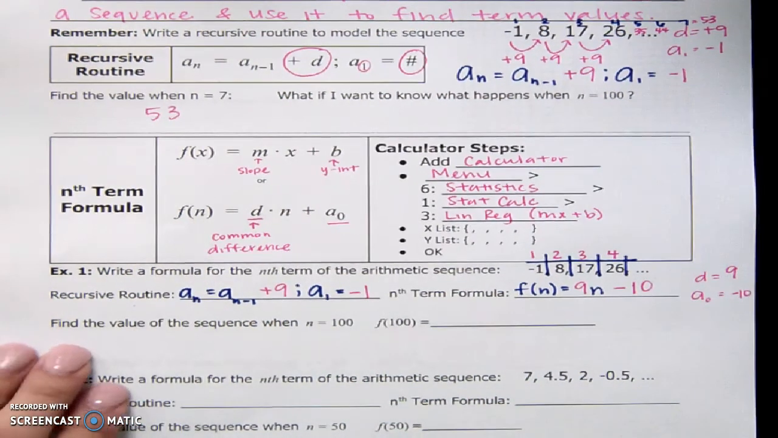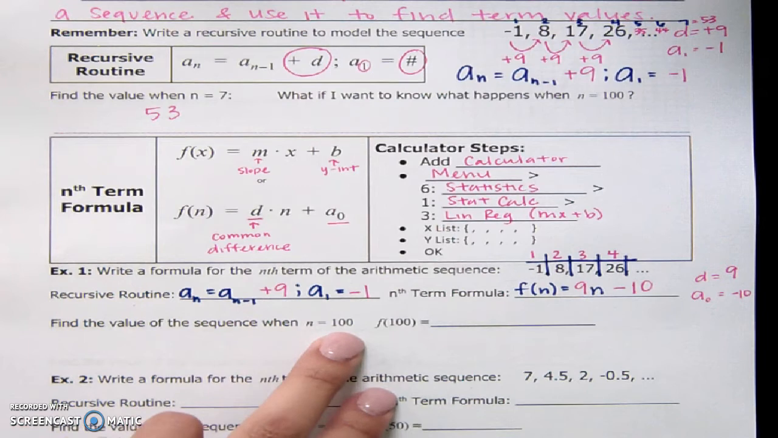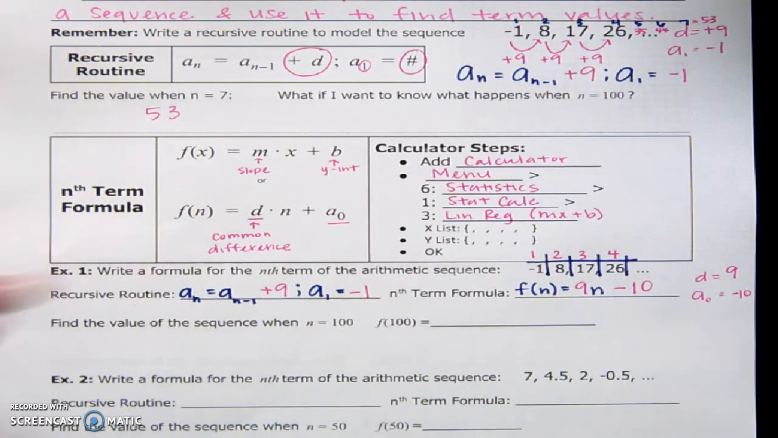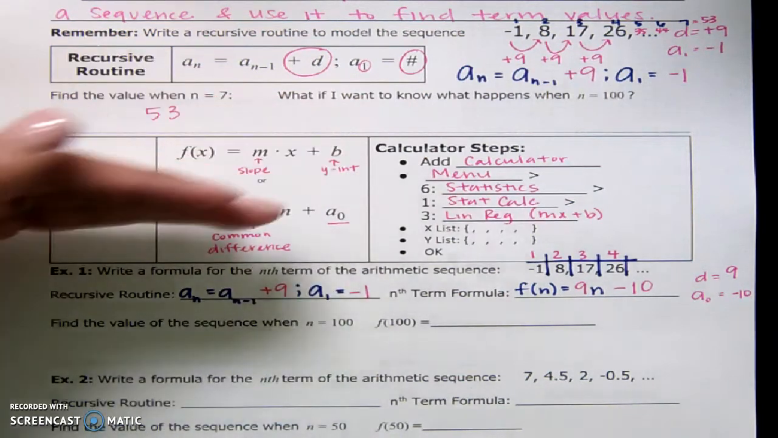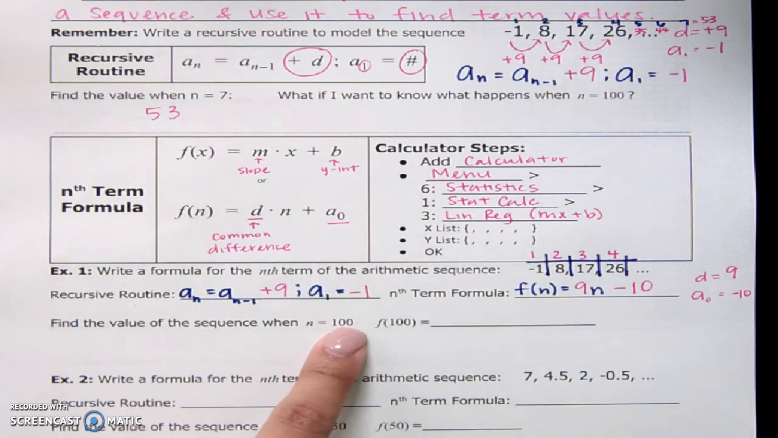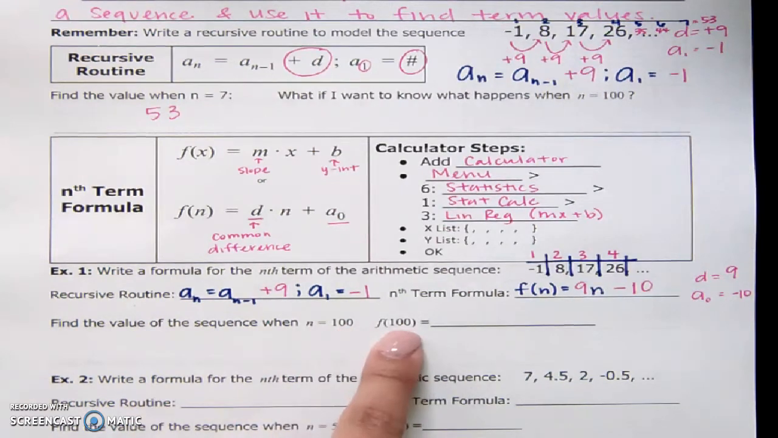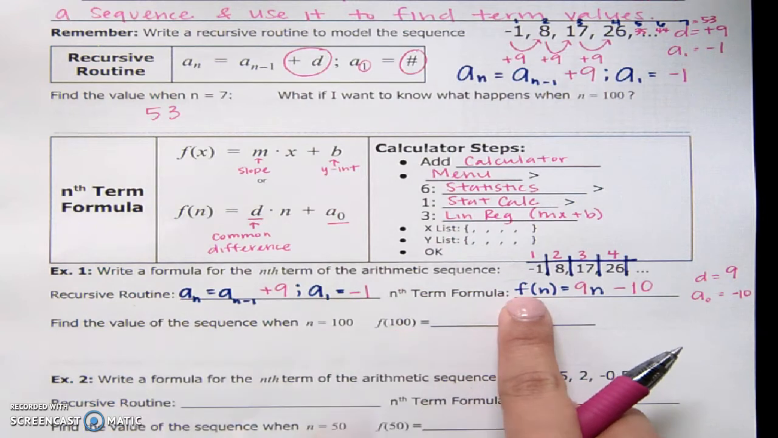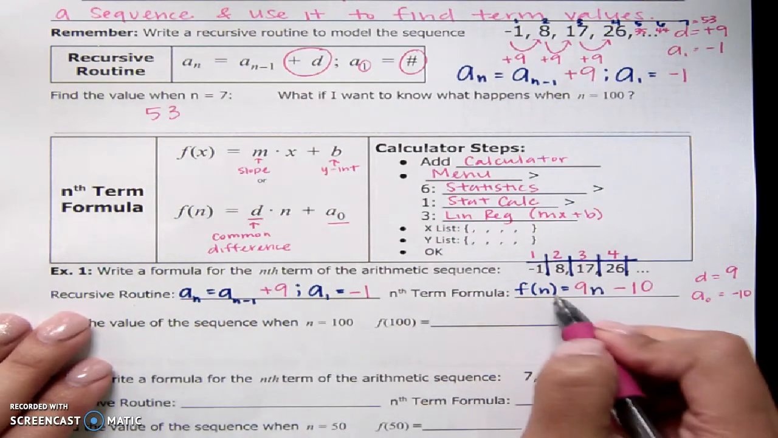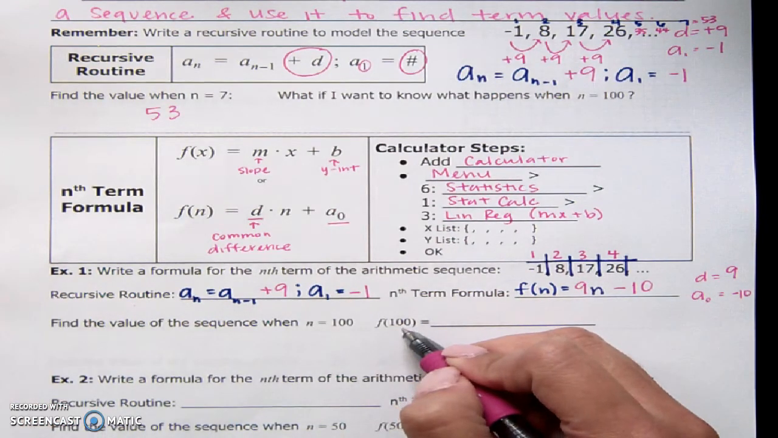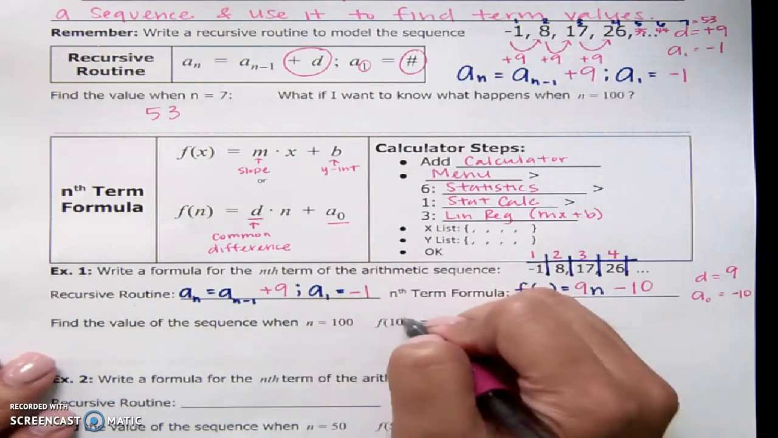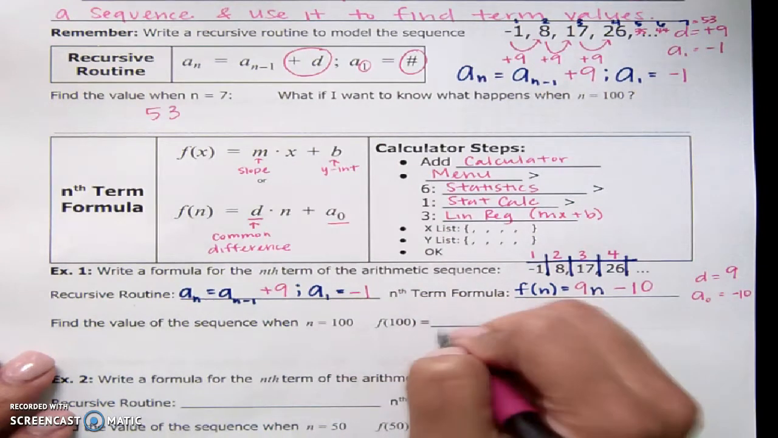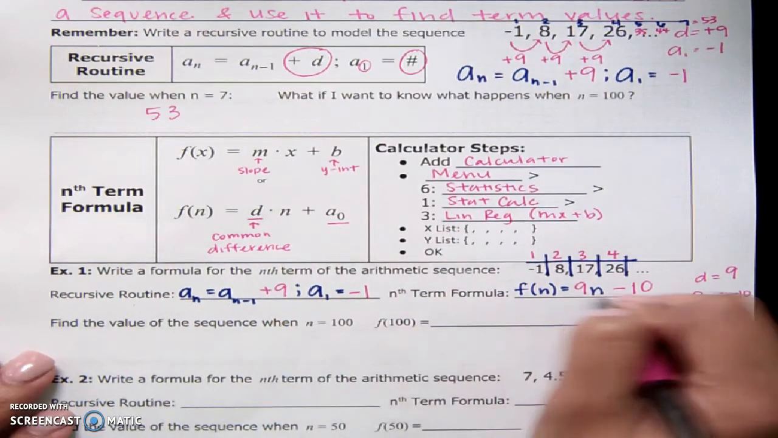Now, it's asking us to find the value of the sequence when n equals 100. If I use the recursive one, I could do it, but it's going to take me a long time because I have to start at 1 and then go to 2, 3, 4, all the way to 99 to get 100. I want f of 100, so I'm just going to use this one because this one has an f. All I do is I replace n with 100. So this is part of the function lesson. Normally, I have n inside the parentheses, but now they gave me 100.